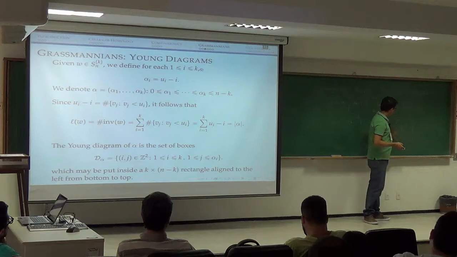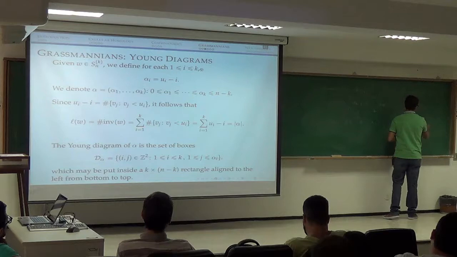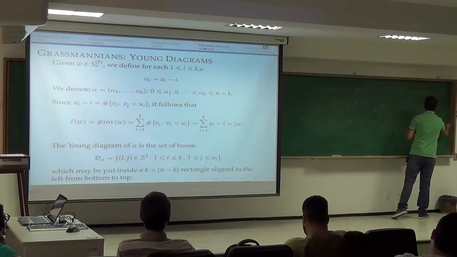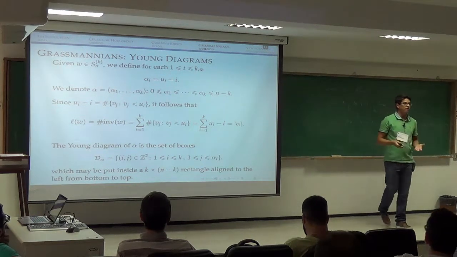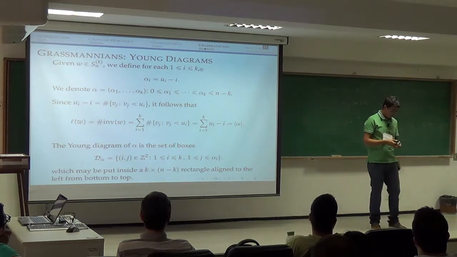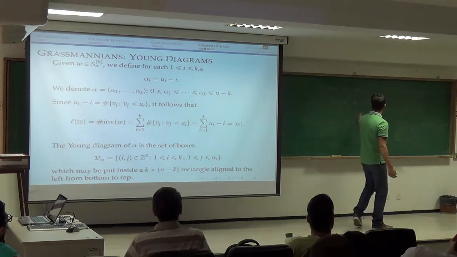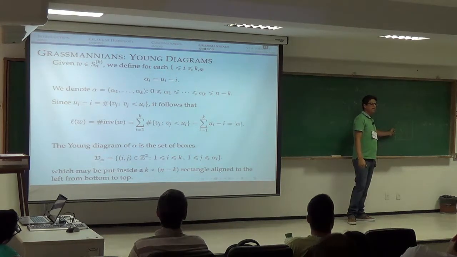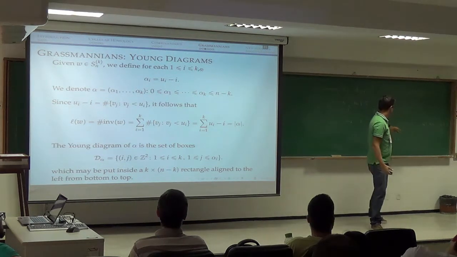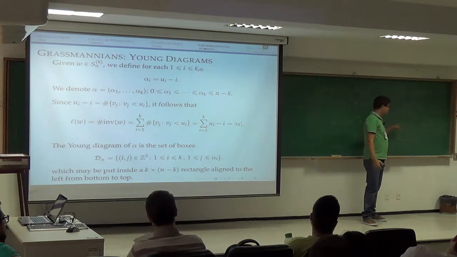And all possible diagrams we get here with this property that alpha 1 is less than or equal to alpha 2 and so on correspond to all cells of the Grassmannian. This parameterizes all cells of the Grassmannian. And the question is how we can understand the covering relations in terms of these diagrams. This is the first question. And the second is how it is possible to realize the inversions in this diagram.